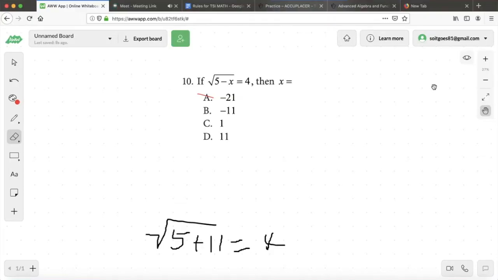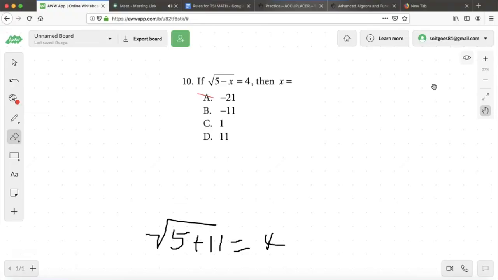I don't think any other answers work. Let's do it mentally. Look at answer choice C. What would that give us on the left-hand side? 5 minus 1. So that'd be the square root of 4 equals 4. The square root of 4 is 2, so 2 equals 4, which isn't true. So that's not going to work.